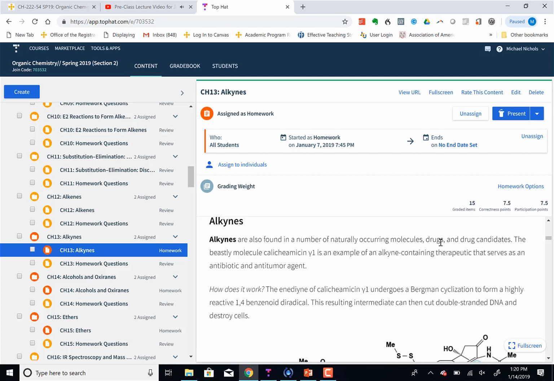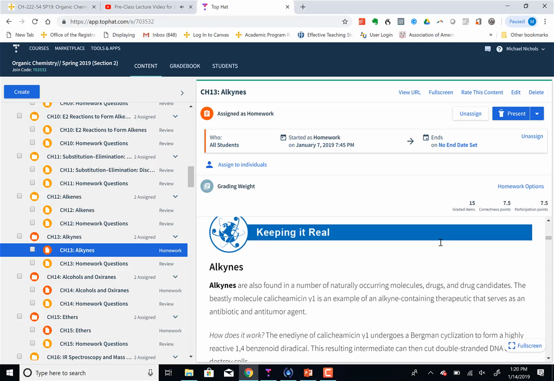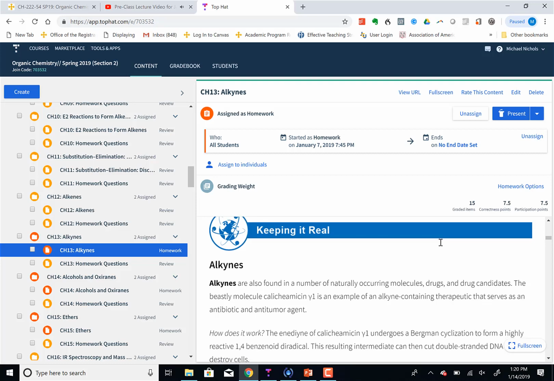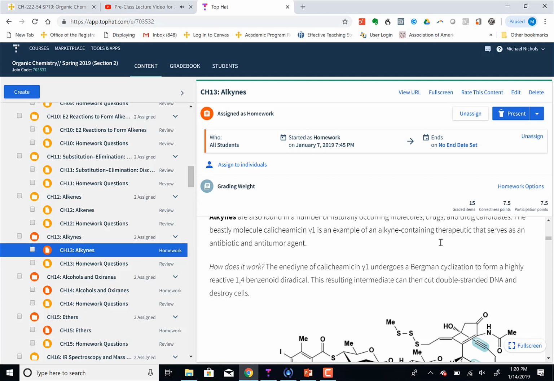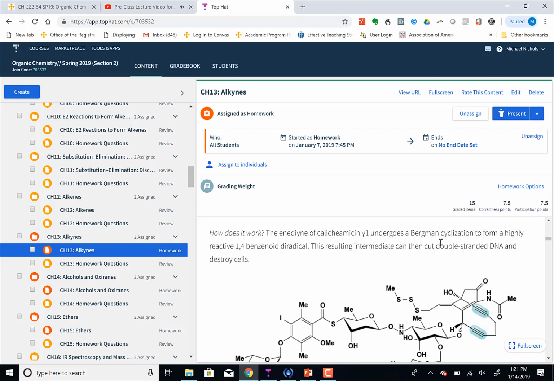And then there's a lot more of the keeping it real stuff, which is their attempt to relate this to real life. Because after all, it's like, why am I taking this? Why am I teaching this?